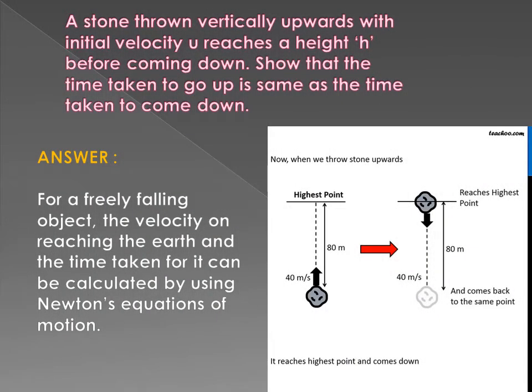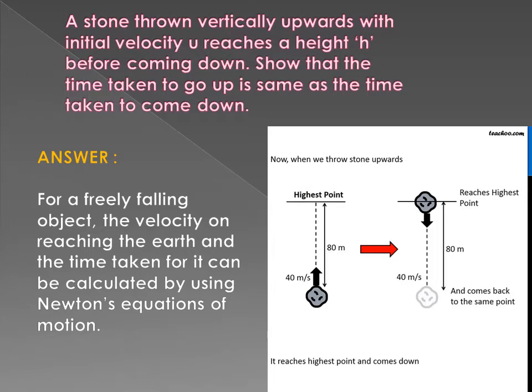Dear student, today we discuss one example that is mentioned in class 10 Science 1 textbook. The example is: a stone thrown vertically upwards with initial velocity u reaches a height h before coming down. Show that the time taken to go up is the same as the time taken to come down. So we discuss the answer of that example.